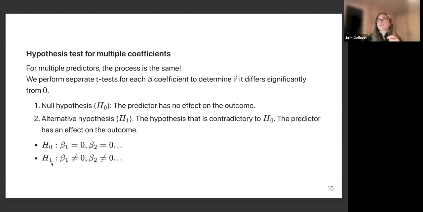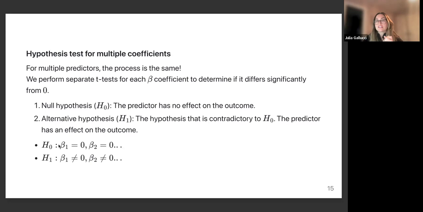Alternatively, we have the alternative hypothesis that is basically the opposite of the null, suggesting that the predictor does have an effect on the outcome. And this would mean that the regression coefficient, or the beta coefficient, is not equal to 0. So here, for example, beta 1 not equal to 0, meaning that house size does have an effect on house price. Beta 2 not equal to 0, that would mean the number of bedrooms does have an effect on house price. And similar to what we saw before, we basically just perform a t-test for each of those beta coefficients separately to test whether this particular coefficient is significantly different from 0.